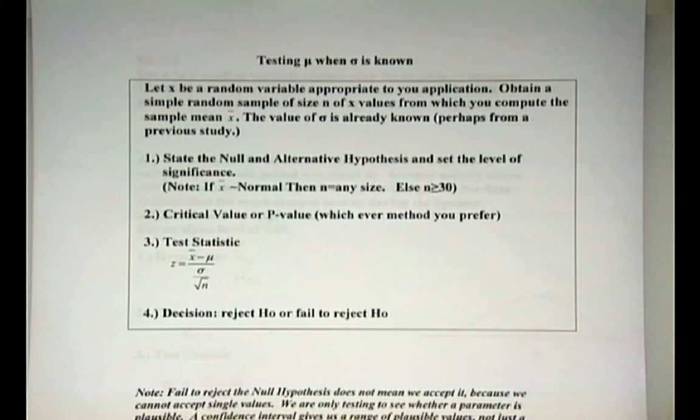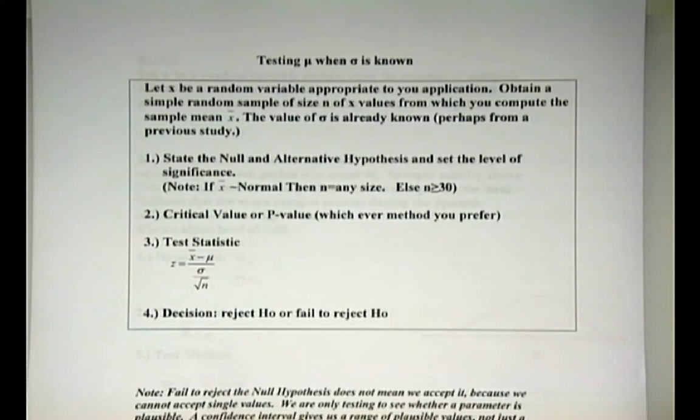In hypothesis testing, you always want to set up your null and alternative hypothesis and set your level of significance. If x bar is distributed normally, then we can have any sample size. Okay, n does not have a limit on it. However, if it's not distributed normally, if you don't know that, then you need a sample size of at least 30 to proceed with this procedure. You can either use the critical value method or the p-value method, whichever you prefer.